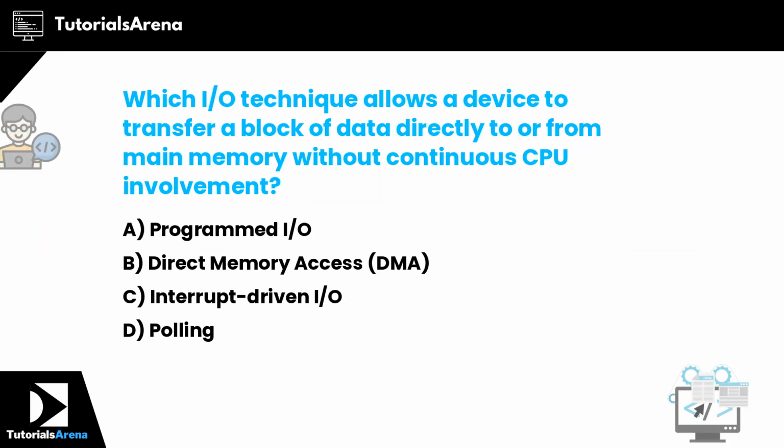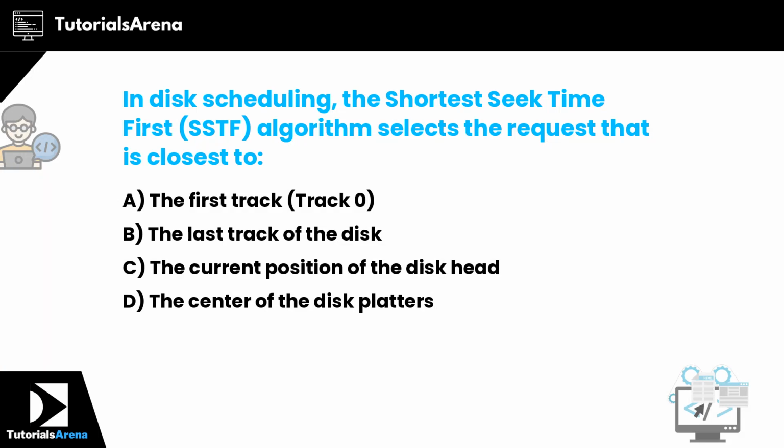Which I/O technique allows a device to transfer a block of data directly to or from main memory without continuous CPU involvement? The correct answer is option B, direct memory access, DMA. In disk scheduling, the shortest seek time first, SSTF, algorithm selects the request that is closest to. The correct answer is option C, the current position of the disk head.